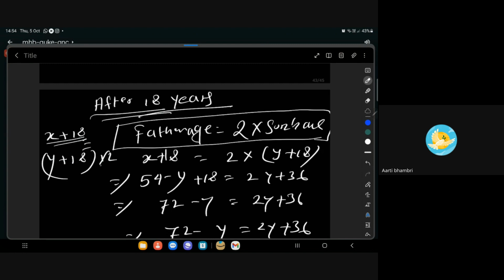They have told you this is twice of this one. X plus 18 equals 2 into son's age, which is y plus 18. Its double will be father's age. So this is the equation from here to calculate. Okay, so this was also asked.